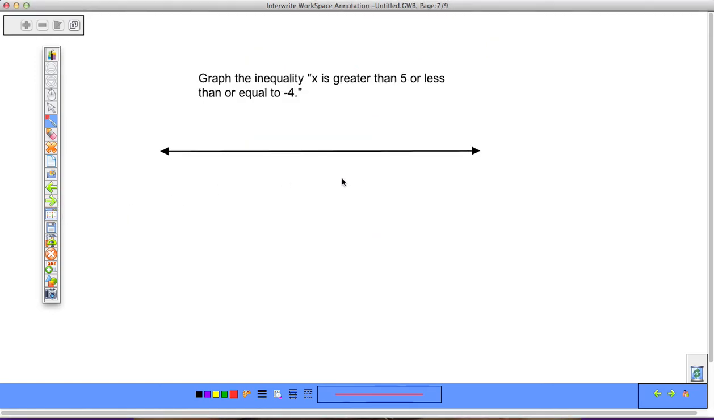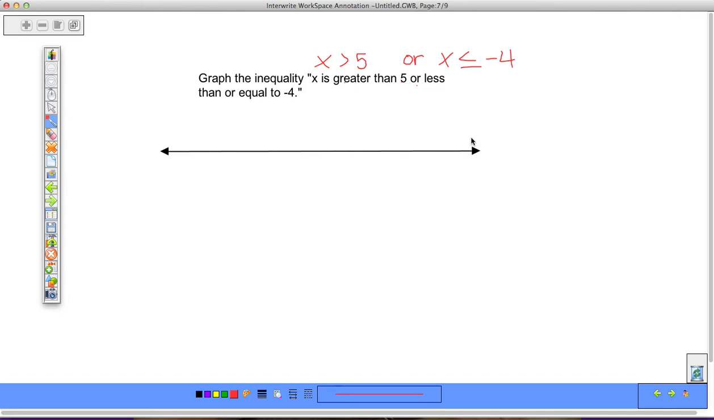Now, you might see something like this on your test also, where it's a word problem and you have to make a graph out of it. So I want you to take it word by word. This says x is greater than 5. So from there, we know x is greater than 5 would look like this. Or means that we have an or problem. Or x is less than or equal to negative 4.